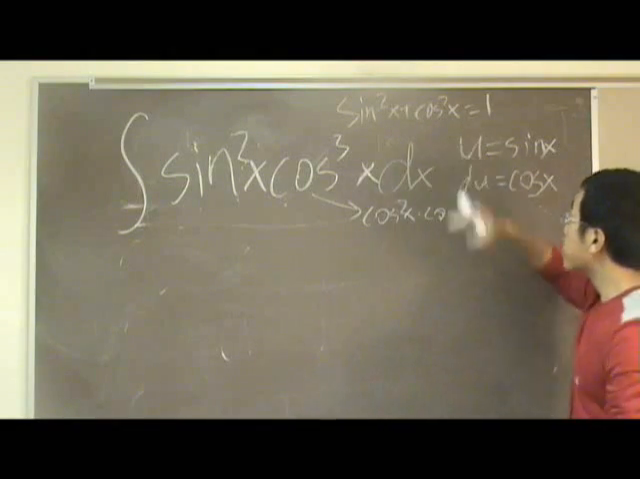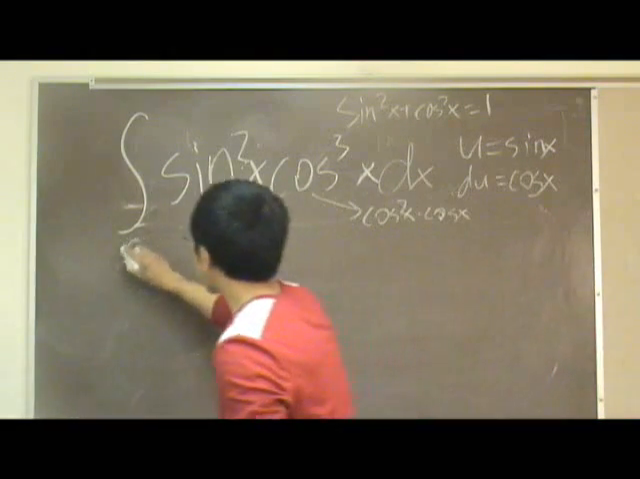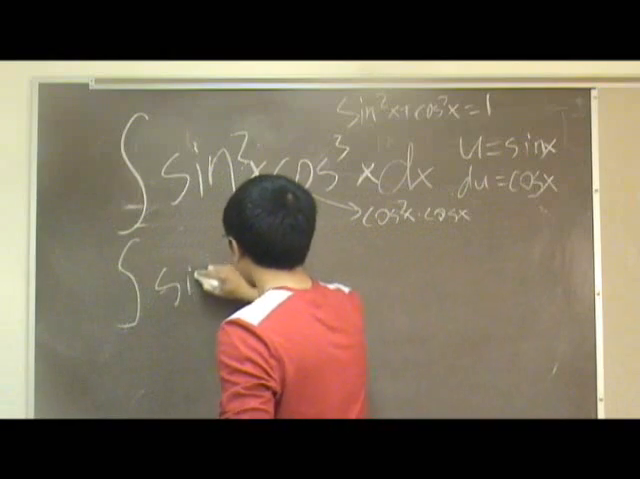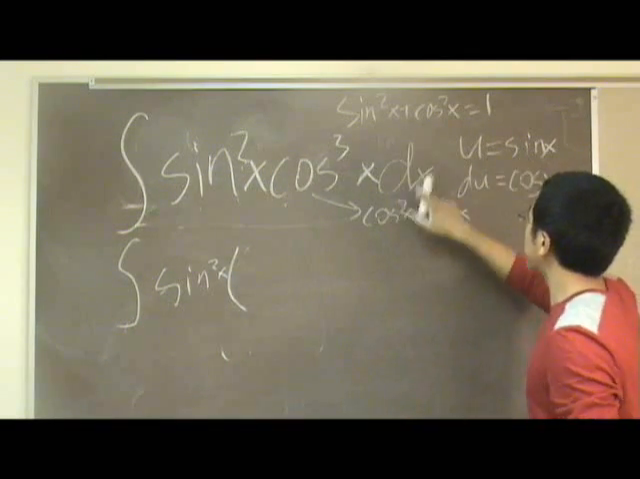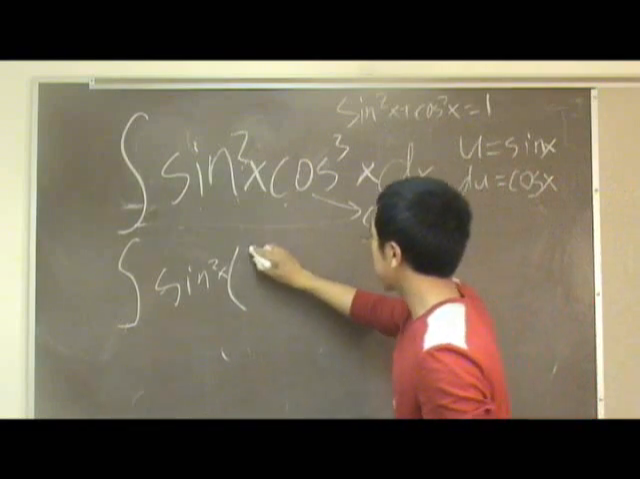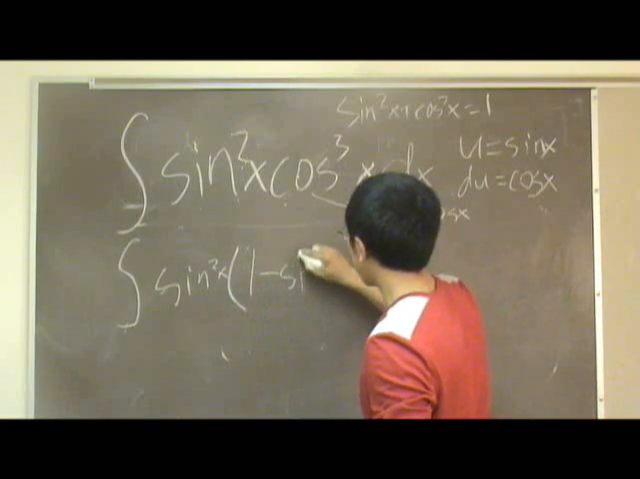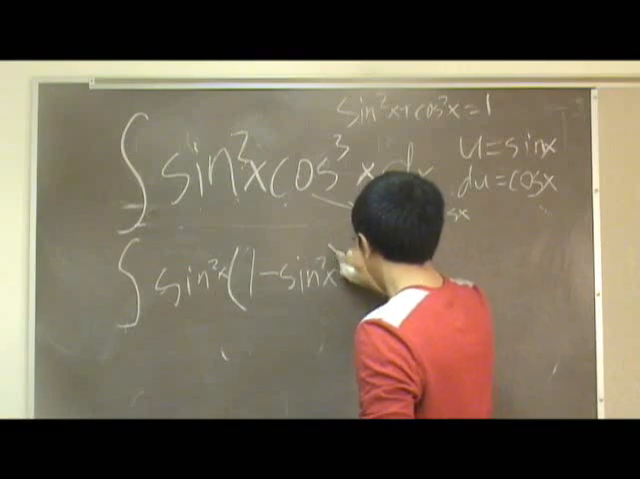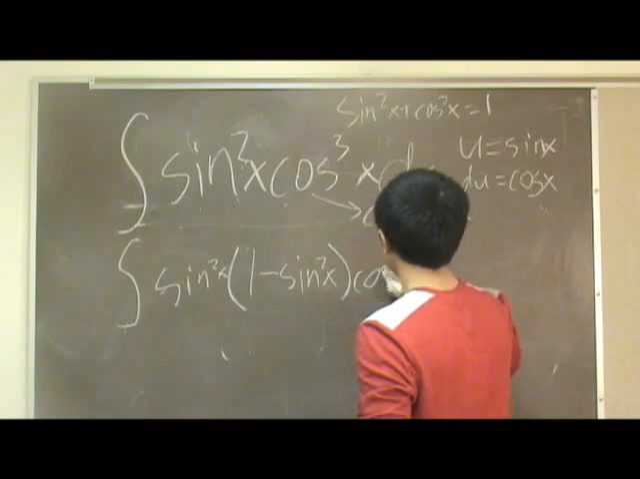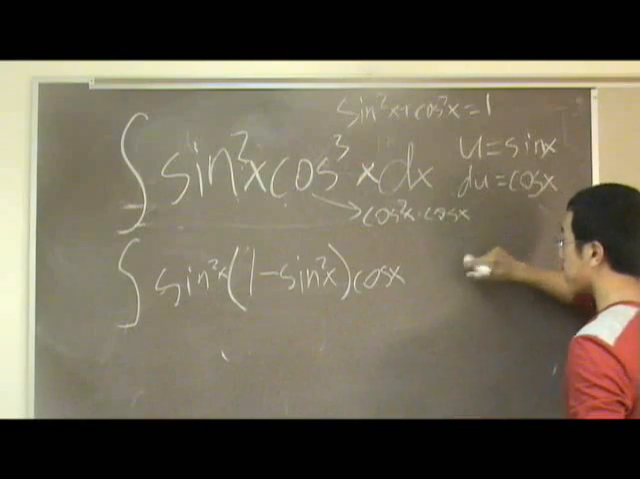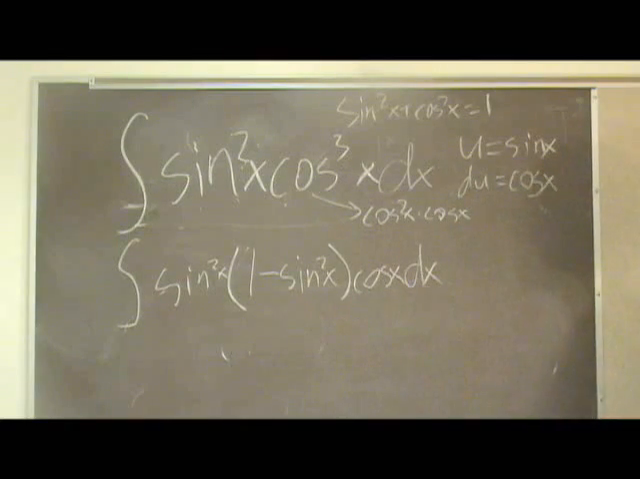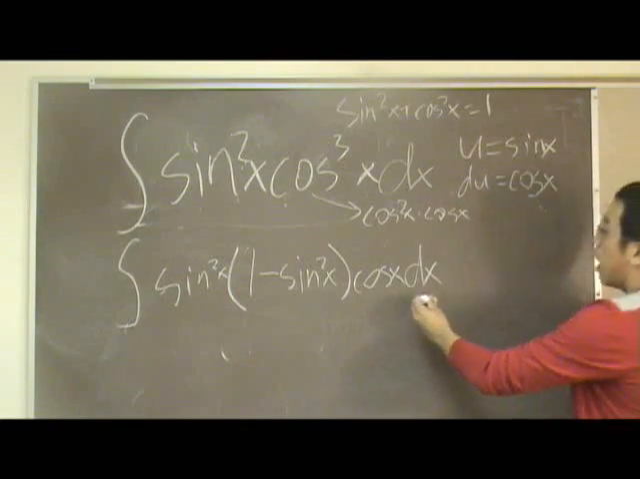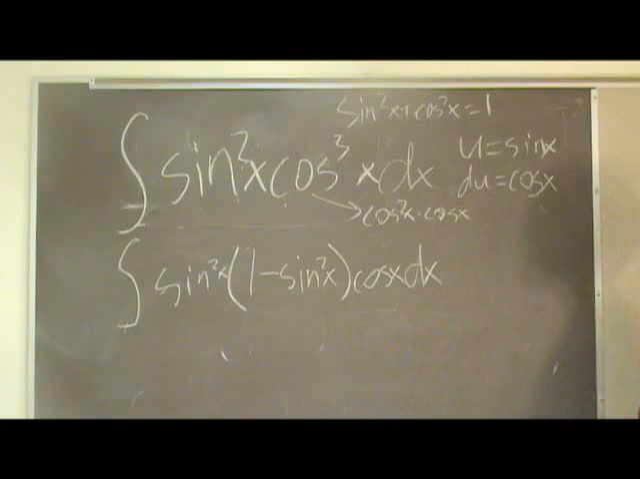So, doing that substitution, you would get the integral of sine squared of x times, since cosine squared of x is equal to 1 minus sine squared of x, you can rewrite it as 1 minus sine squared of x times cosine of x, because you have an extra cosine of x, times dx. This is what you end up with. Okay? So, getting to this step, you can then go about your actual u substitution.